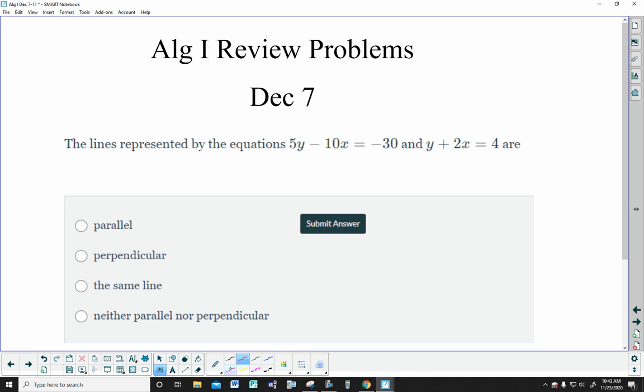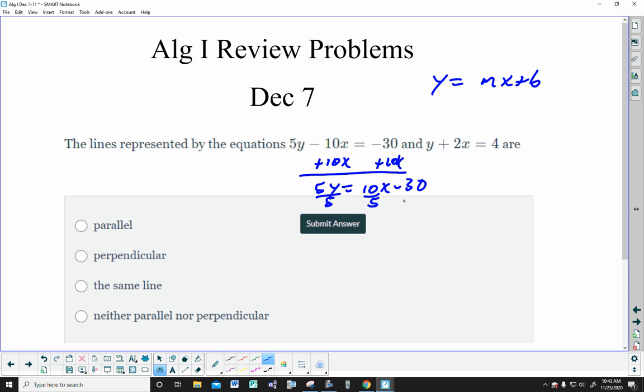The first type of problems that you guys are going to be reviewing are the ones from the previous assignment, where it's just going to be, are these parallel or perpendicular? So the first thing you need to do is rewrite them in slope-intercept form. And you start by moving any x's over. So I've got 5y is equal to 10x minus 30. Then you divide out the coefficient on the y, and you get y is equal to 2x minus 6. So the slope of that line is 2.